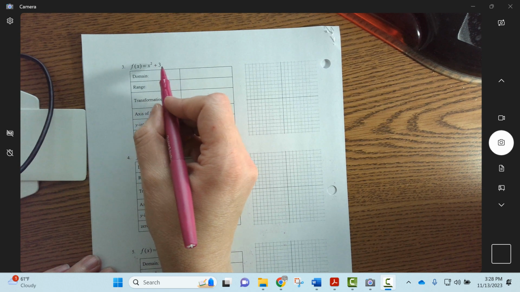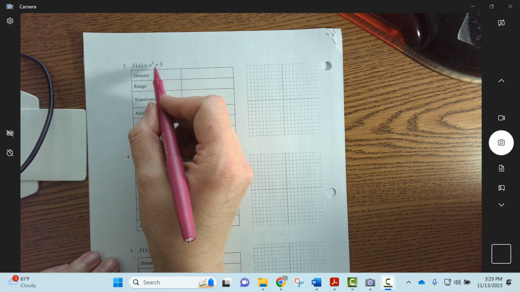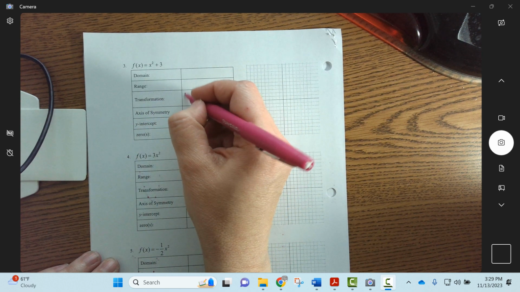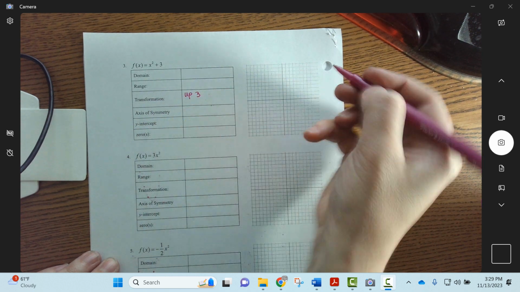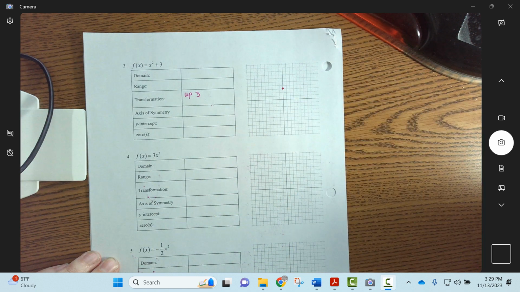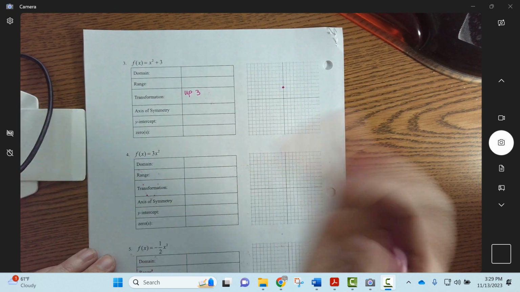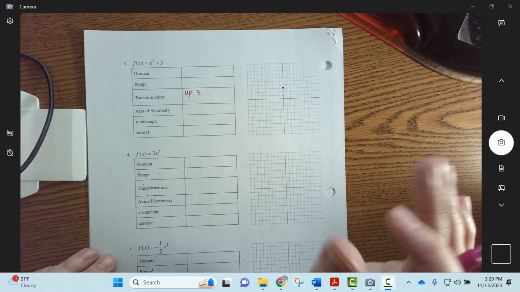Okay, so for this one, the +3 is on the outside, so that's going to move us up 3. And kind of the same as yesterday, if you feel like you know what you're doing and you want to stop listening to the video and just go try it and check the solutions, feel free to do that.